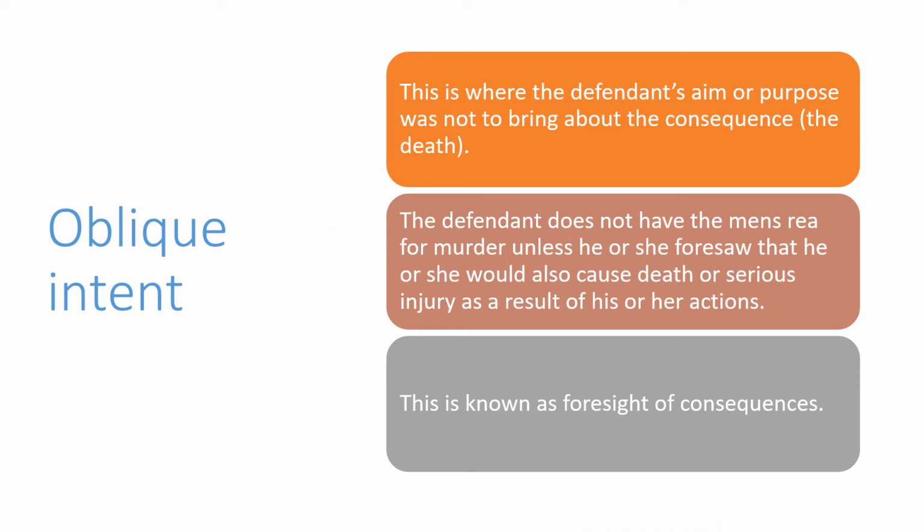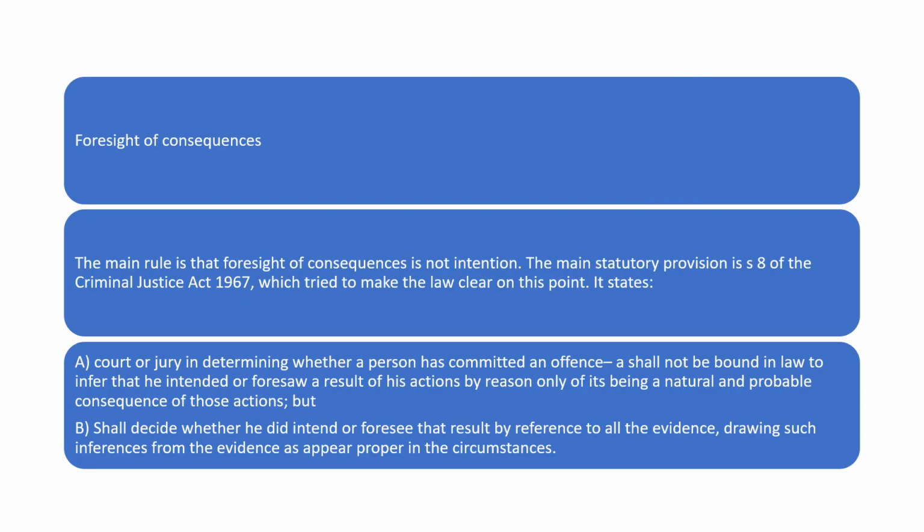For oblique intent then, this is where the defendant's main aim or purpose was not to bring about the consequences, the death, and the defendant doesn't have the mens rea for murder unless he or she foresaw that he or she would also cause death or serious injury as a result of his or her actions. Now this is known as foresighted consequences, so again the correct terminology should be used. So the main rule then is that foresighted consequences is not intention. What it does allow though is for the jury to infer and, following Woollin, find intent in the circumstances.